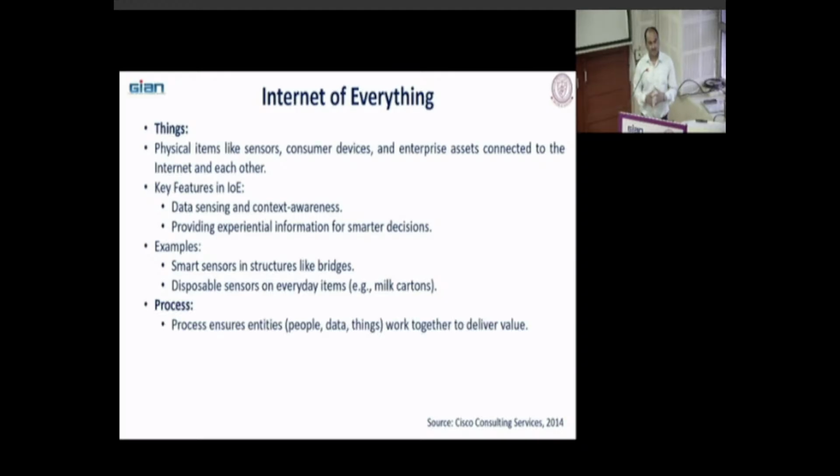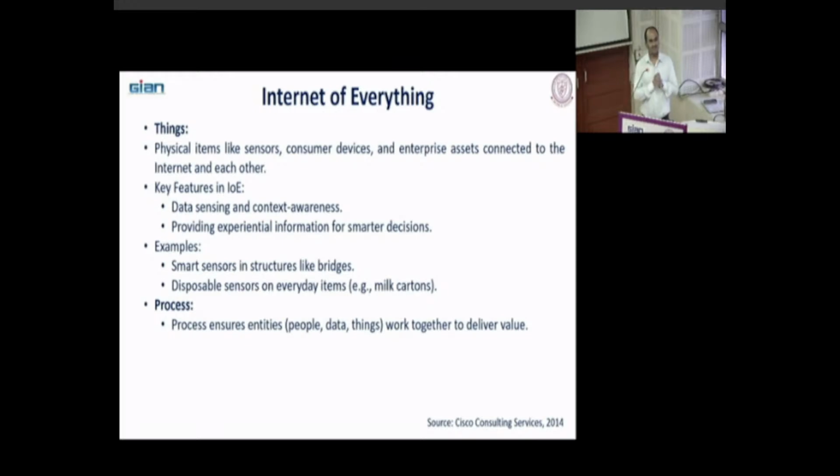Process ensures entities like people, data, things work together to deliver value. If there is no systematic process available, we will talk about the architecture as well. For Alexa, what are the important steps in that process? We give the command, Alexa takes that command and sends it to the cloud, and then the cloud analyzes it and then executes. So there are some important steps available.